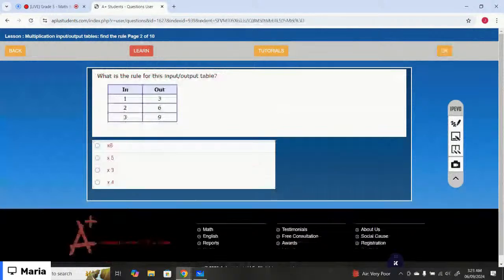What is the rule of the input output table? So which is the correct option? Isn't it the same we just did?